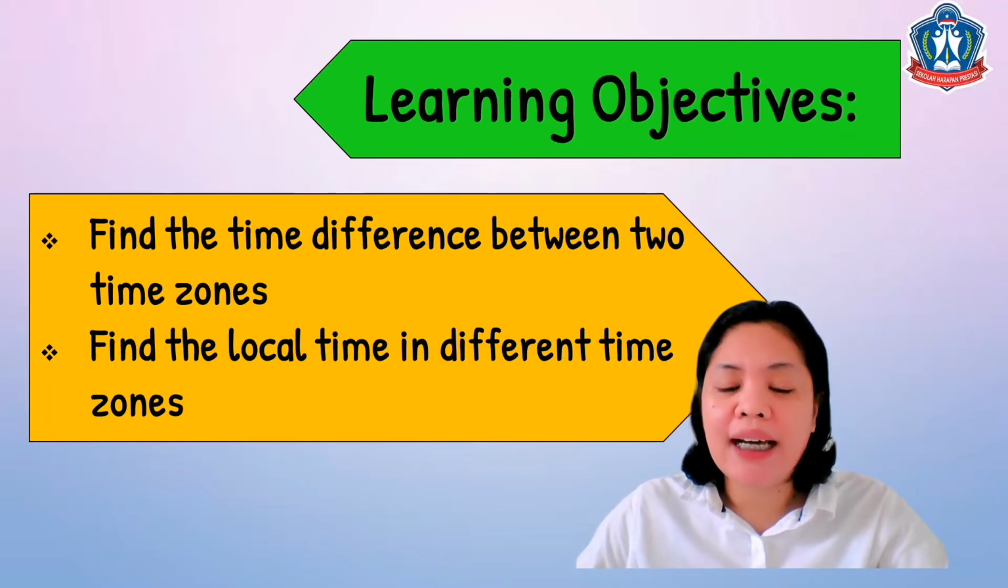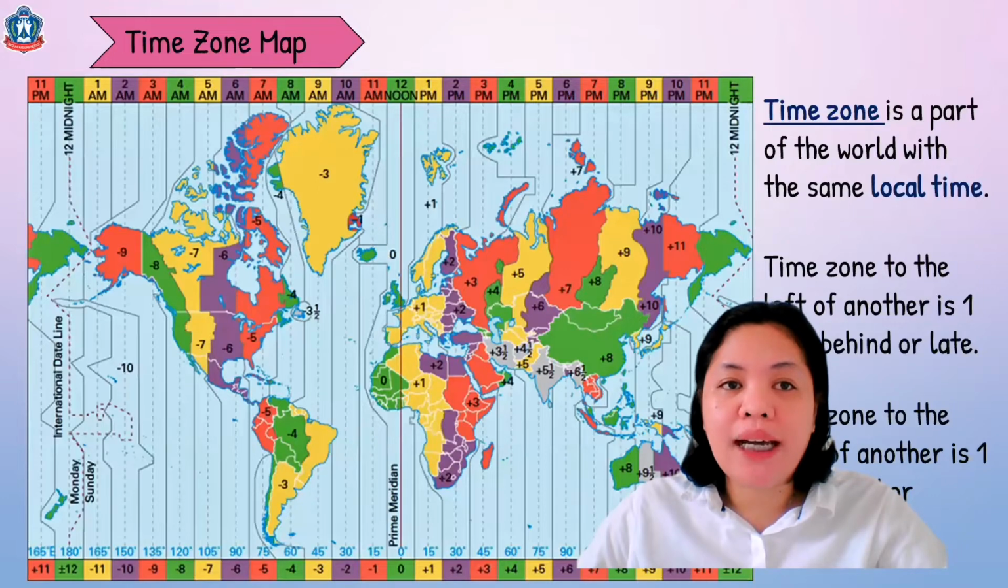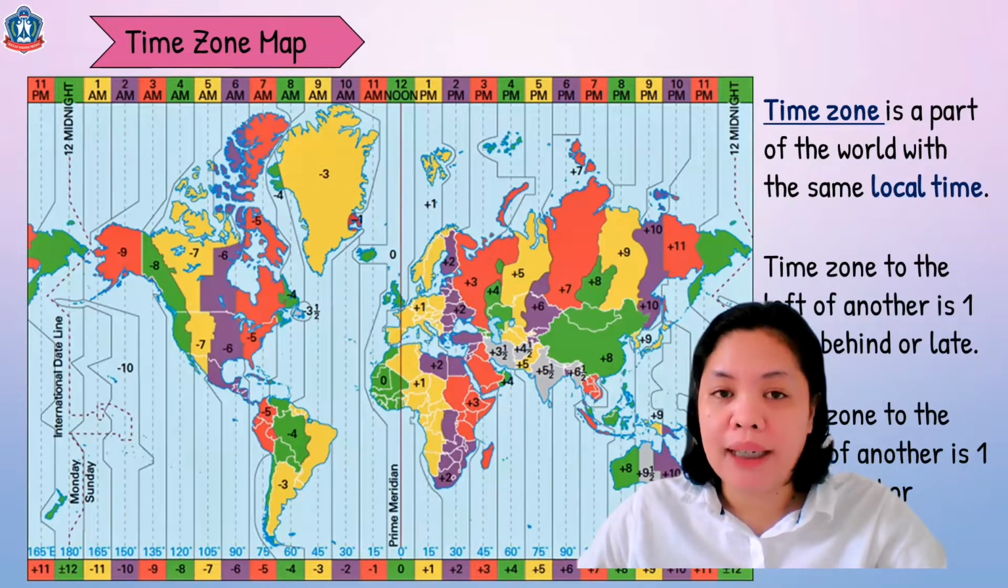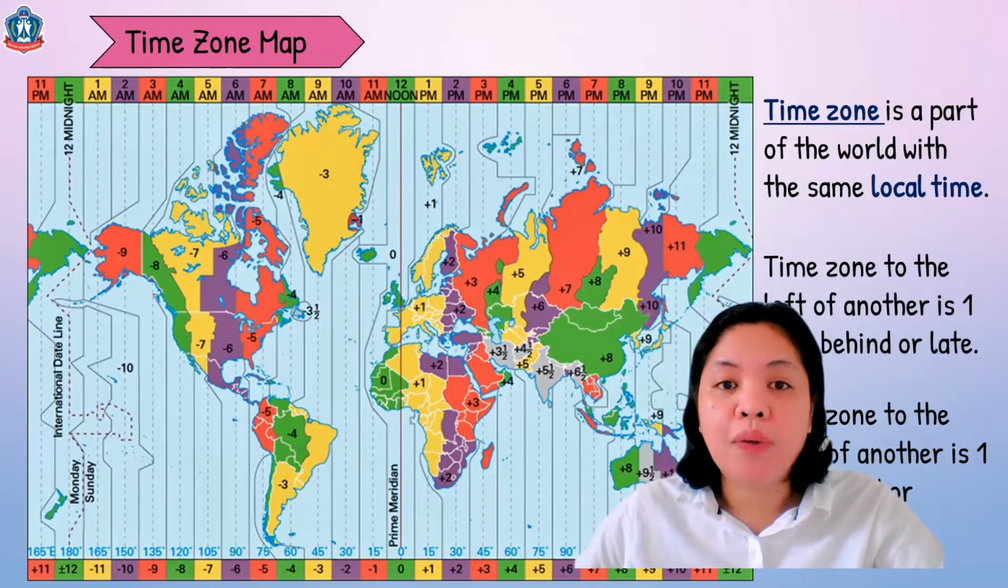So what is a time zone? Let's start with the time zone map. So this is our time zone map. A time zone is a part of the world with the same local time. Local time means the time of the country where you are located.